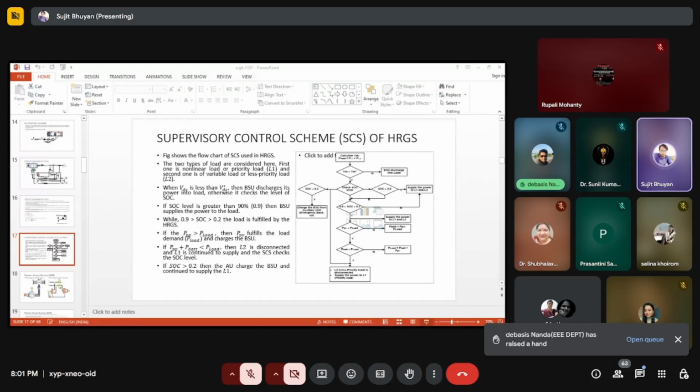If the condition is not satisfied, then it checks whether the PV power is less than the load power. Then the auxiliary unit comes to the phase to supply that power. Okay, so this is all about the control strategy, and I have written some conditions here. If PV power is greater than the load power, then PV fulfills the load demand. If the PV and the battery power are less than the load, then L2, the low priority load, is disconnected and L1 is supplied. And if the SOC level is 0.2, then the auxiliary unit comes to the phase to supply the load.